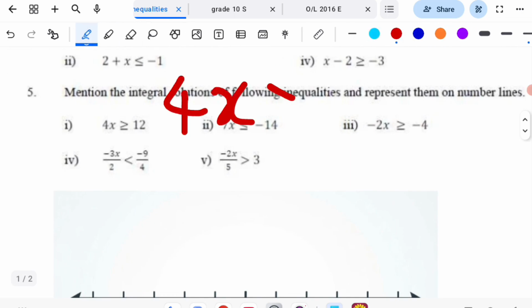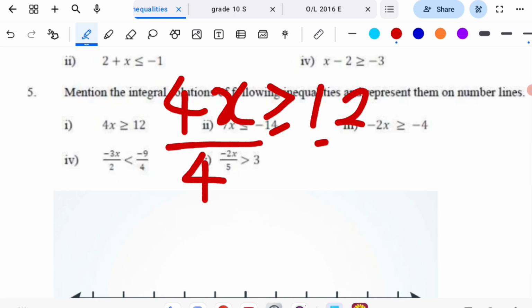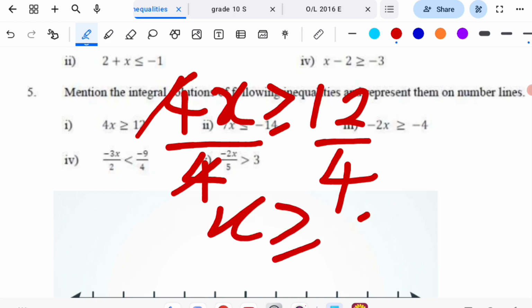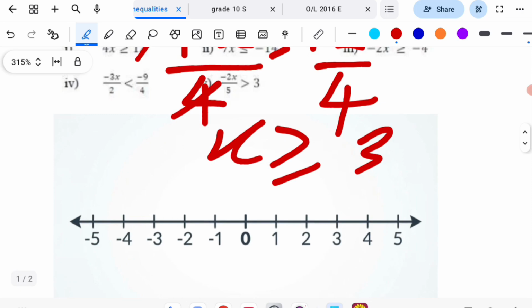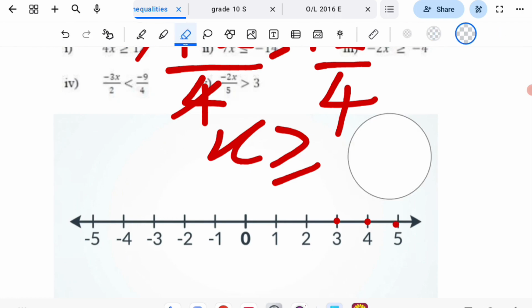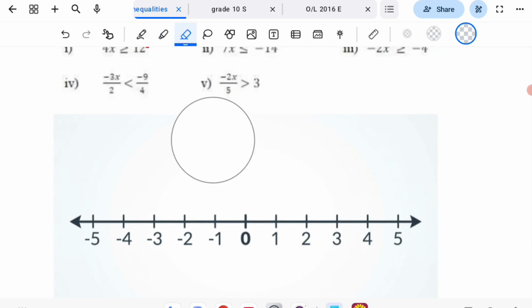4x greater than or equal to 12. We can divide both sides by 4. Then x greater than or equal to 12 divided by 4, 3. x greater than or equal to 3. Then we can mark integral solutions 3 and numbers greater than 3: 3, 4, 5.